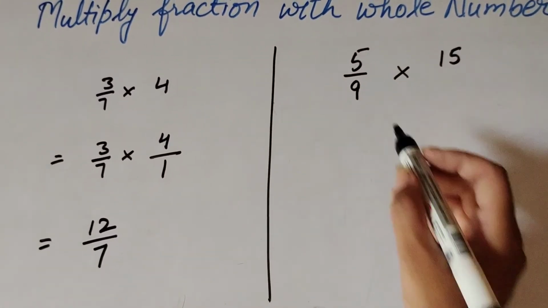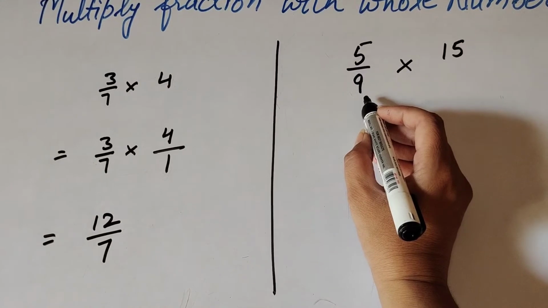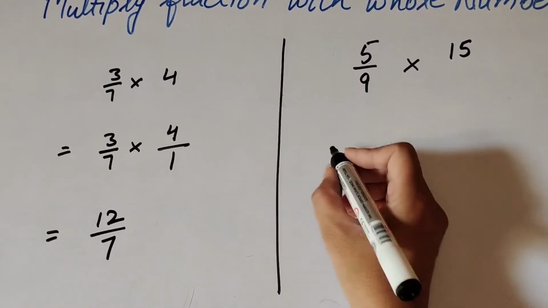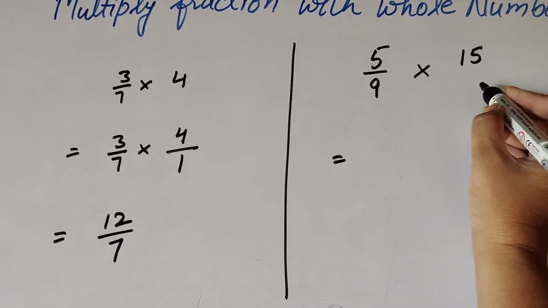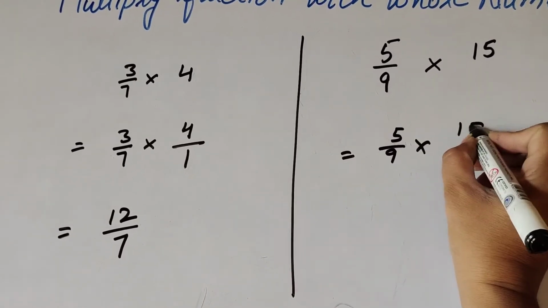Let me take one more example. 5 over 9 is multiplied by 15. In this, 5 over 9 is a fraction, it is multiplied by a whole number. In this, the whole number is 15. So 5 over 9 we write as it is, multiplied by 15.